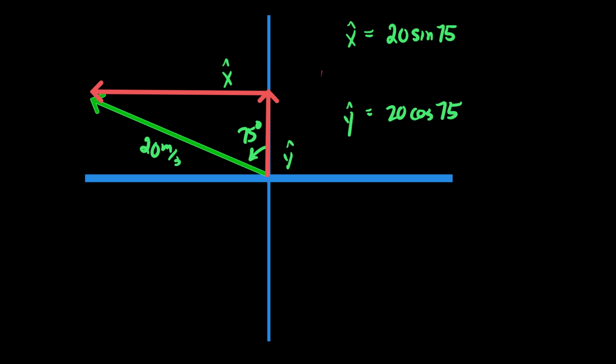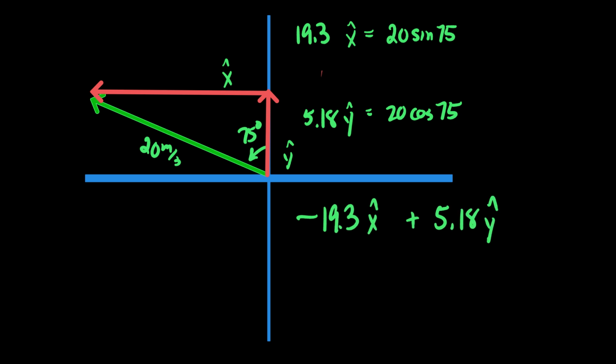Well, this part's just a calculator. 19.3. 5.18. Any question about that? Well, it's negative in the x direction. So negative 19.3 in the x hat direction plus 5.18 in the y hat direction. That's the wind, just converted to rectangular coordinates.